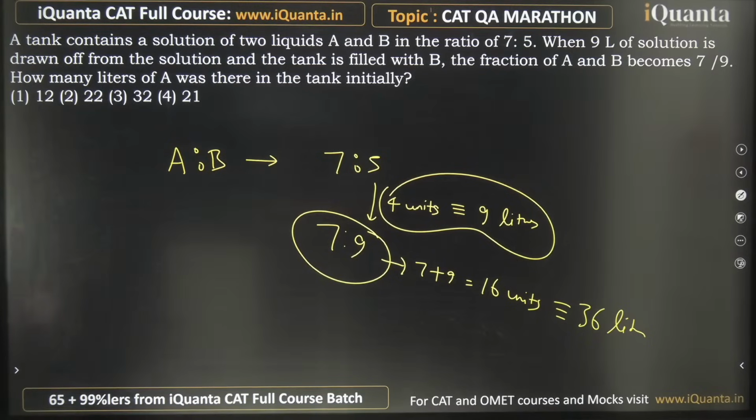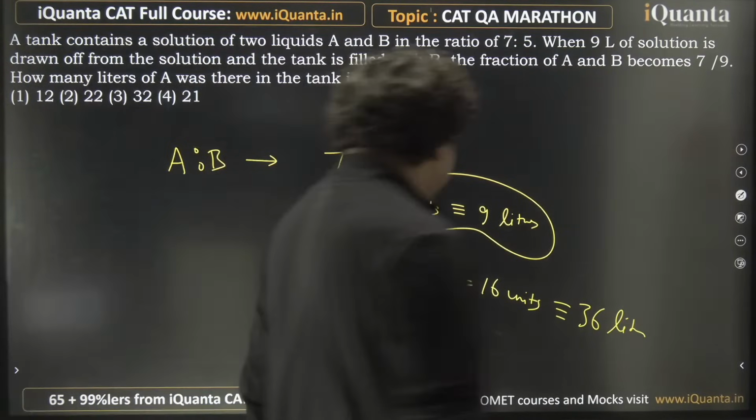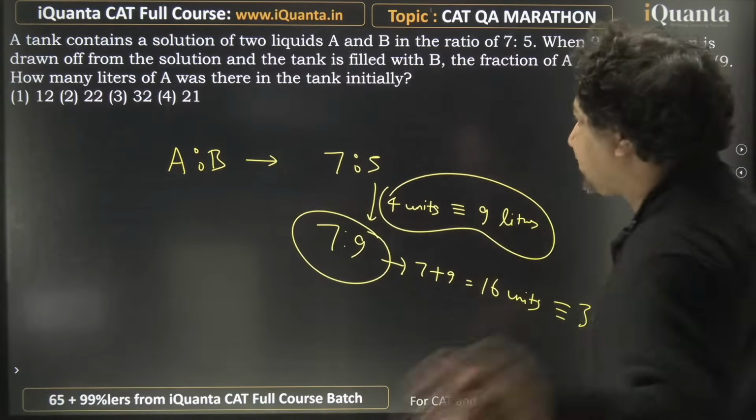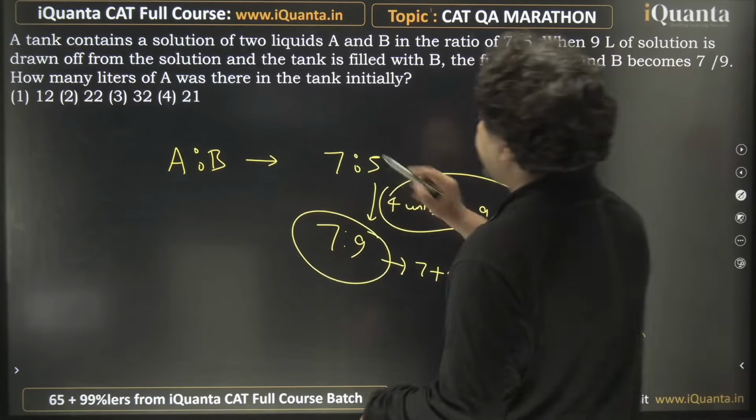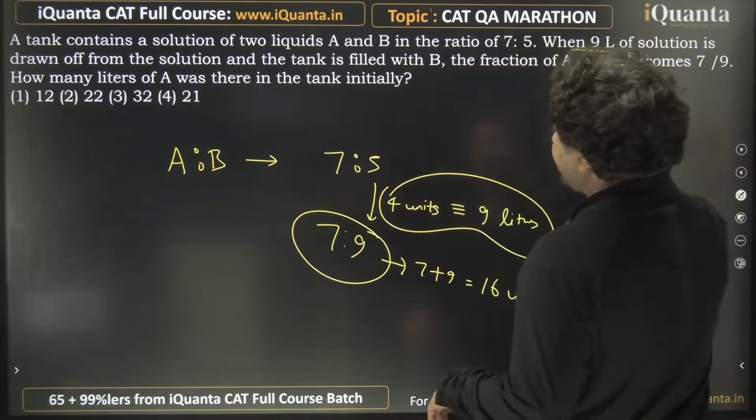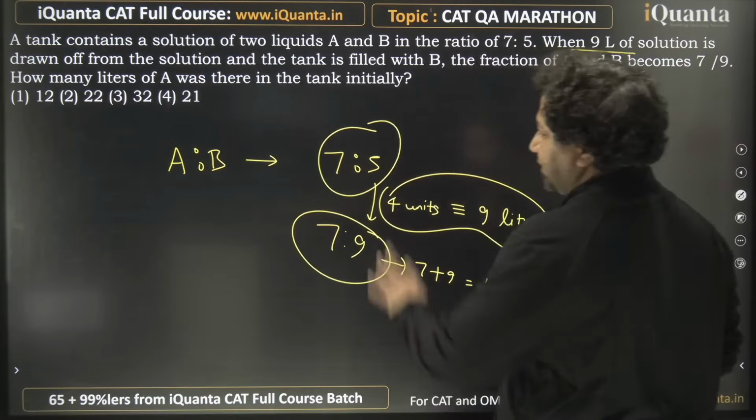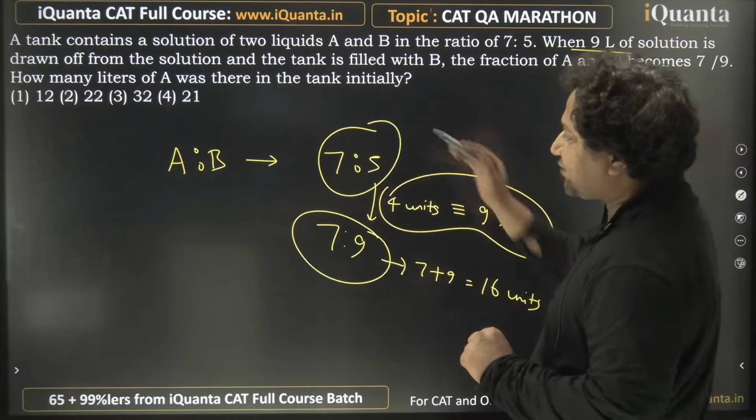नहीं है समझ? Okay. Look at it once more. See what I'm saying. मैं फिर से एक्सप्लेन कर रहा हूँ. देखो. Even after withdrawal of 9 liters, the ratio remains same. Yes or no? 7 is to 5. This is after the withdrawal.